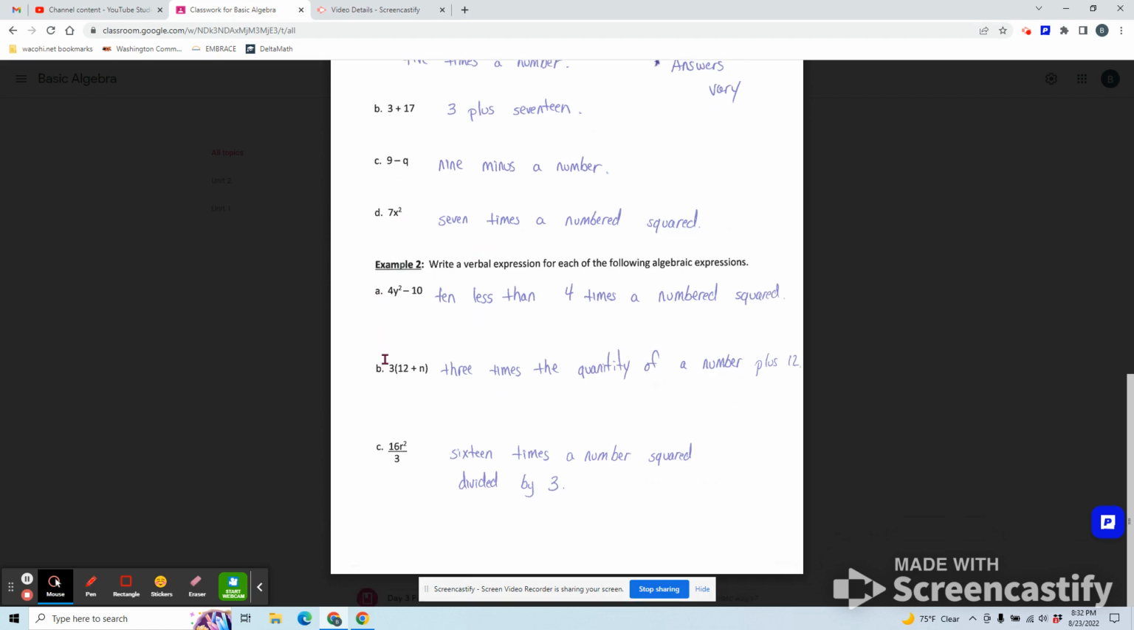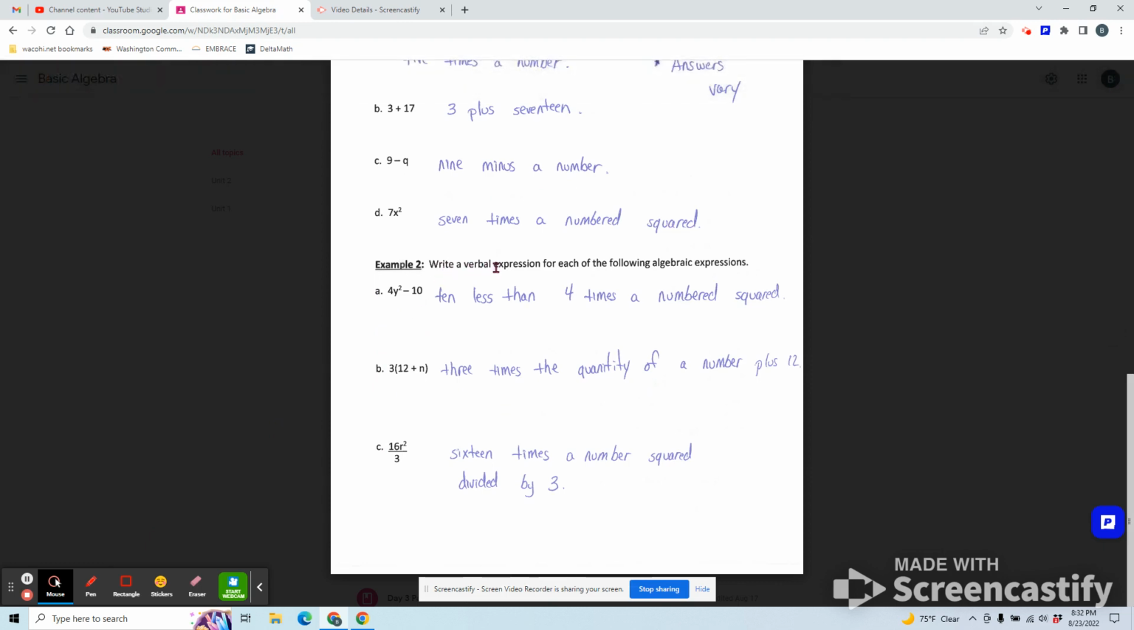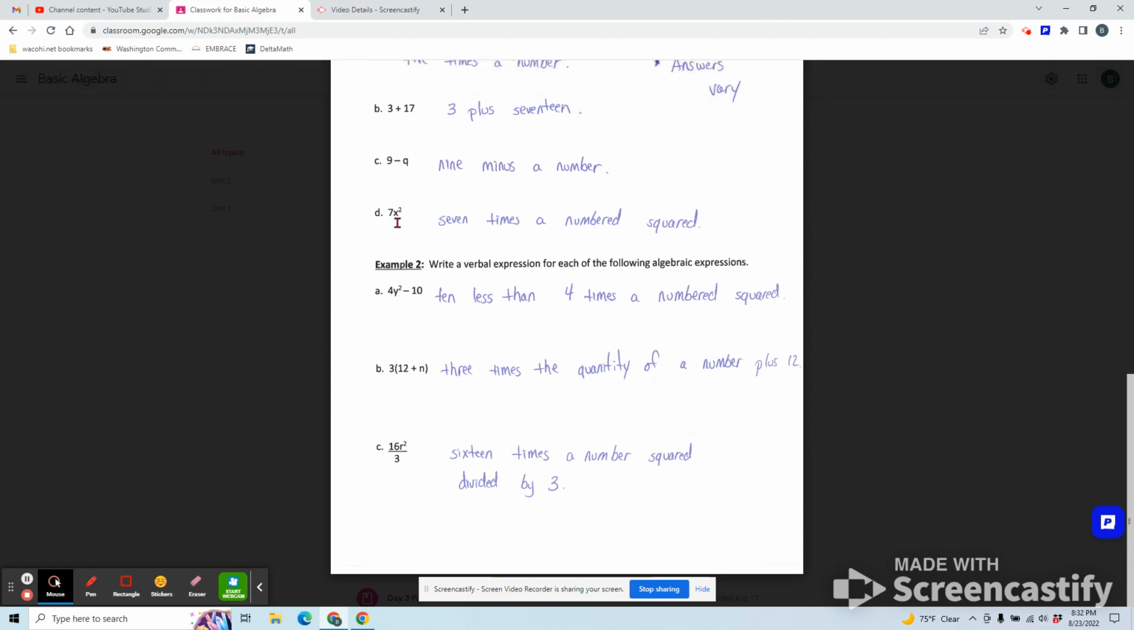And then here's just 3 more examples. They're just a little bit more tricky. They require you to think a little bit more. So write a verbal expression for each of the following algebraic expressions, same directions. So now I have 2 terms, just like I had 2 terms up here, but this first term's a bit more complicated than anything I saw up here. But this 4y squared kind of looks like this one.